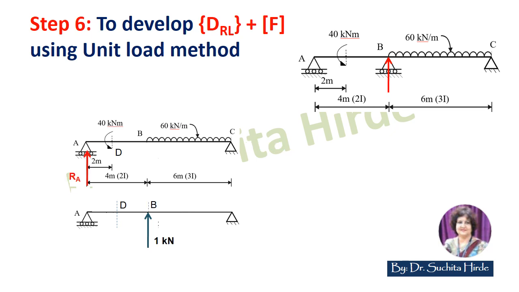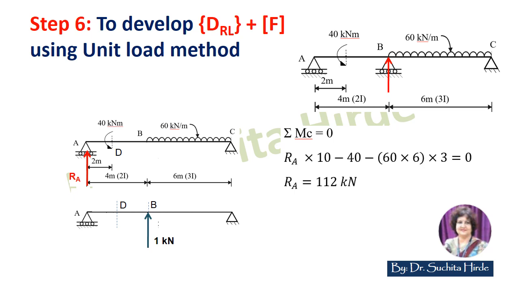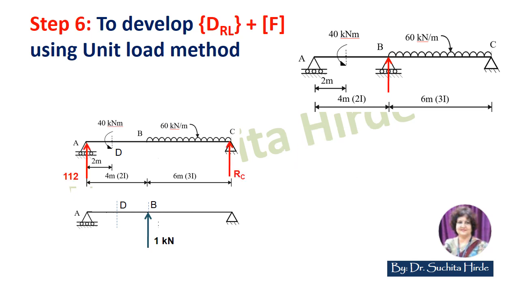Let us first calculate the reaction at A for the given load for the first beam. For that we will take summation of moment at C equal to 0. So RA into 10 minus 40 minus 60 into 6, the load, acting at 3 meter, is equal to 0. We are considering clockwise positive and anti-clockwise negative. If you solve this, you will get RA equal to 112 kilonewton. After that, for the first beam, apply summation of vertical forces equal to 0. You will get RC equal to 248 kilonewton.